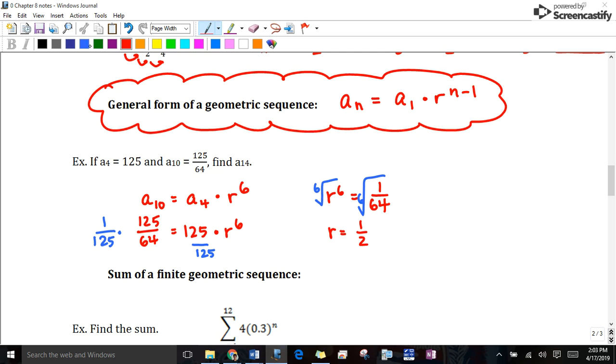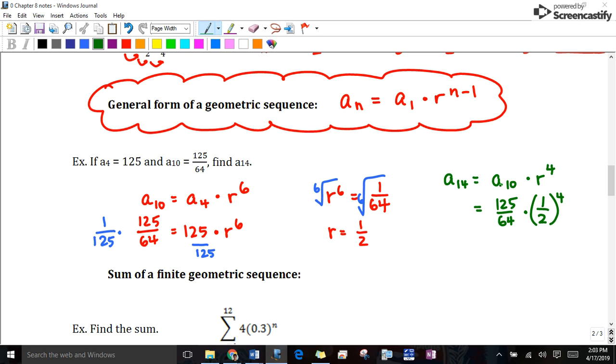Now let's kind of restart the problem, but build it the same way. I would like to find a14. I'm going to base it on one of the terms I already know. And it really doesn't matter which one. I typically pick the bigger one of the two. Again, doesn't matter. So a14 must be my 10th term times r how many times? If I want to go from the 10th to the 14th, it should be 4 times. Okay, let's plug in a10. a10 was 125 over 64. Let's plug in r. r we just found was a half, but I need it to the 4th power.